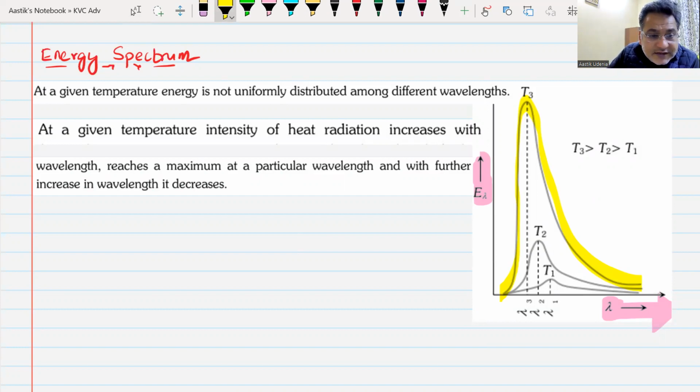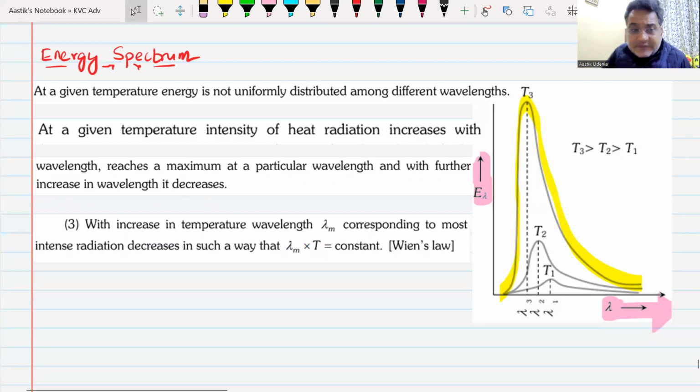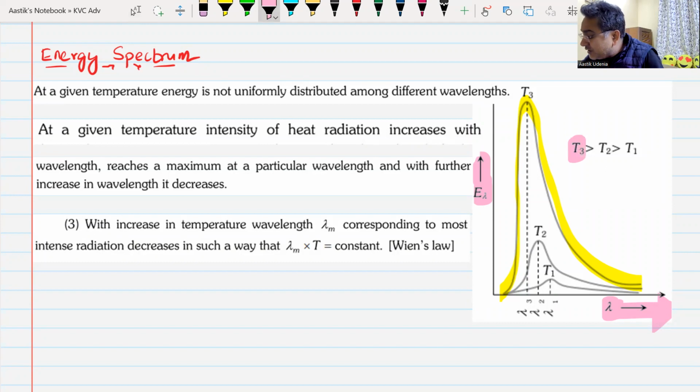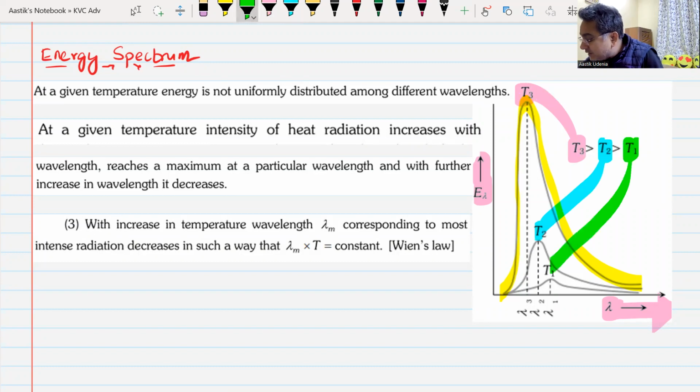With increase in the temperature, and that is the most important fact, which is known as your Wien's law. With increase in temperature, you can see the wavelength with the maximum energy decreases. You can see temperature T3, this is the graph. Temperature T2, this is the graph. And temperature T1, this is the graph.